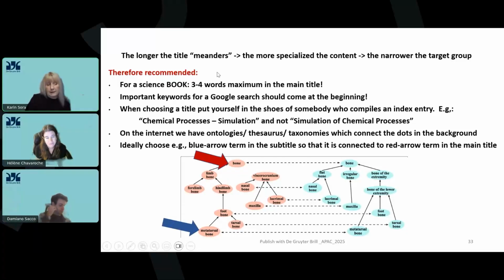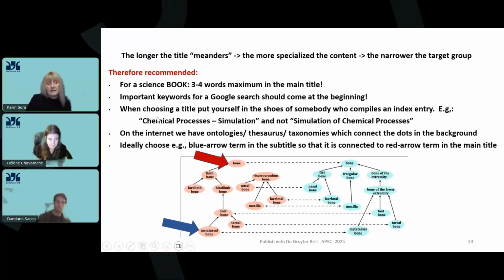So what I would recommend for a science book is 3 to 4 words maximum in the main title. I'm always saying, if the topic can't be summarized in 4 words, it's probably not optimal for a book. The important keywords for a Google search should come at the beginning, like the example I had with Principles and Applications of. What comes at the end actually was the most important thing.